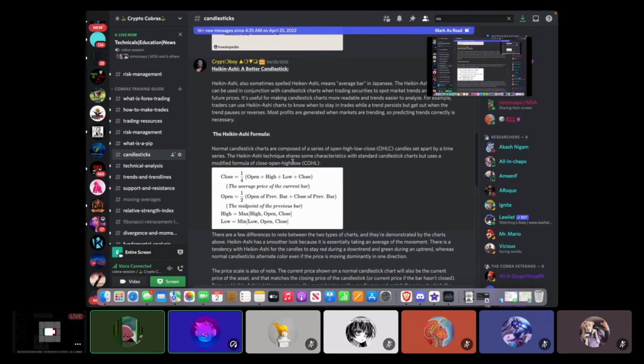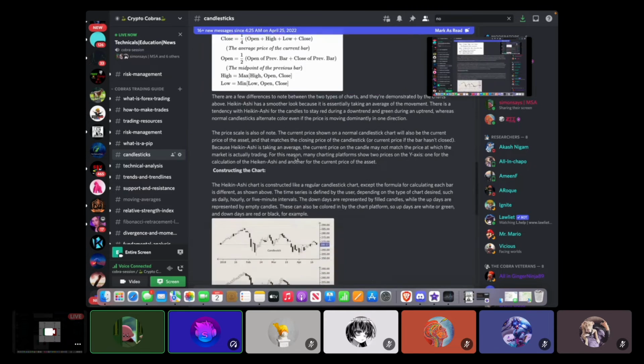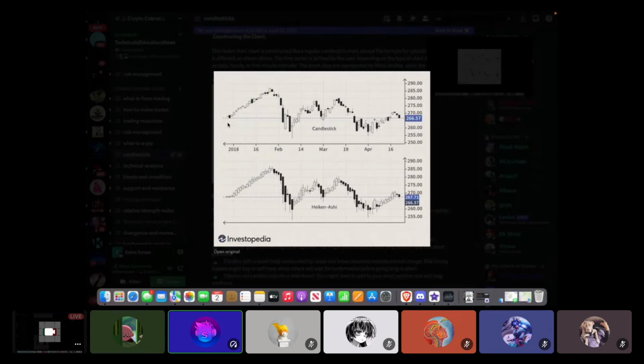So there's a formula for this, like average bar. Let me see if there's a picture of it real quick. So this is a regular candlestick, Japanese candlestick chart, and then we have the Heikin-Ashi chart. As you see, these are all one way of the trend, and then you have that quick downside coming. Then you have the bullish side.